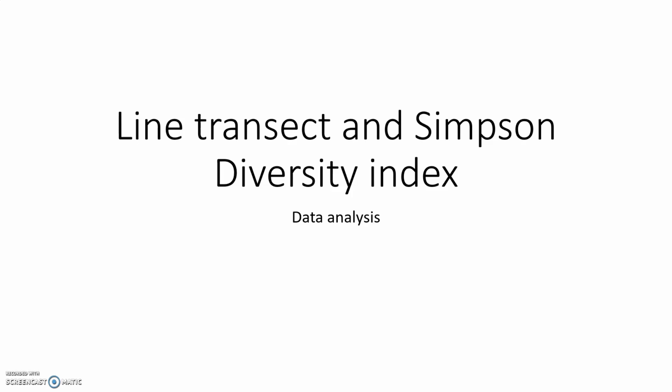So in this screencast, I'm going to explain to you how to analyze the data that you should by now have collected. So you've been conducting a line transect, and you have also calculated data that you can use to calculate the Simpson diversity index for two of the zones along your line transect. So I'm going to talk you through this and give a little bit of advice on the upcoming report as well.